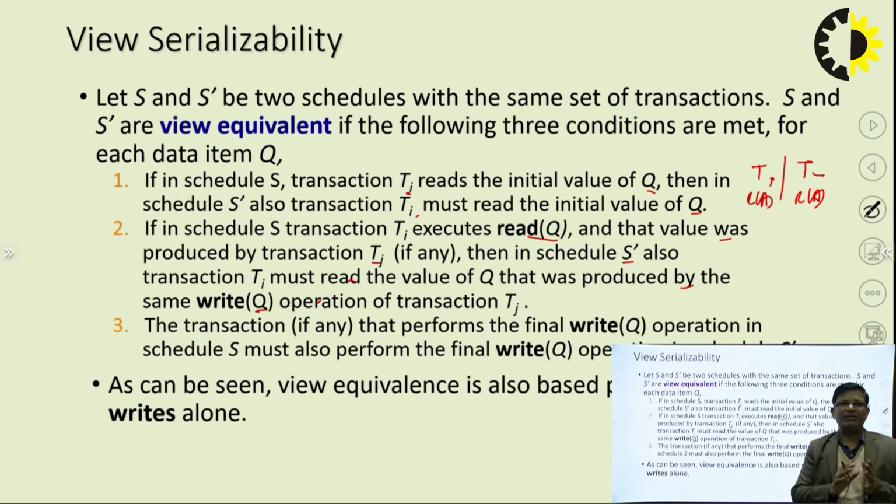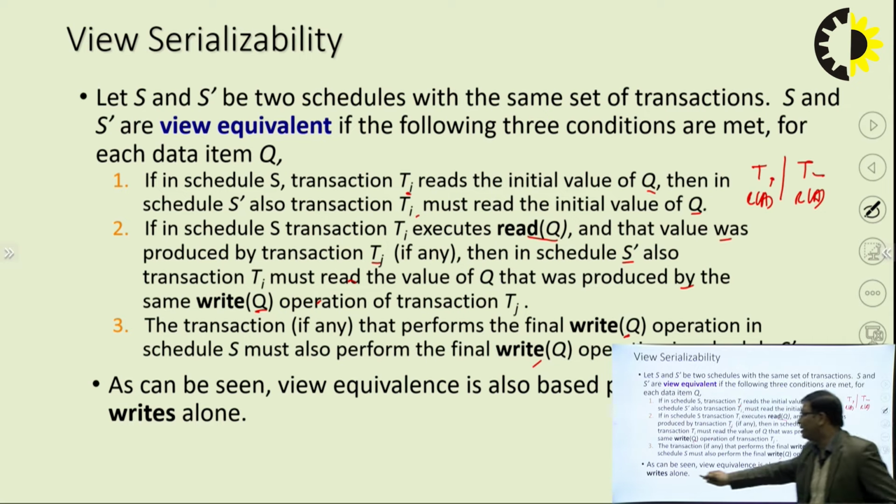If one schedule has changed the value of a variable, another transaction should read the changed value of that particular variable. The transaction, if any, that performs the final write operation in schedule S must also perform the final write in schedule S dash. Means if there is a final write in T, then a final write in S, then a final write in S dash also. So view equivalence is also based purely on read and write alone.